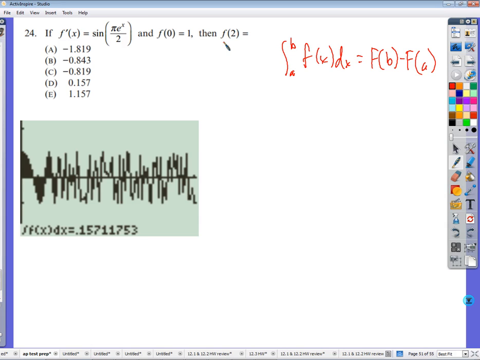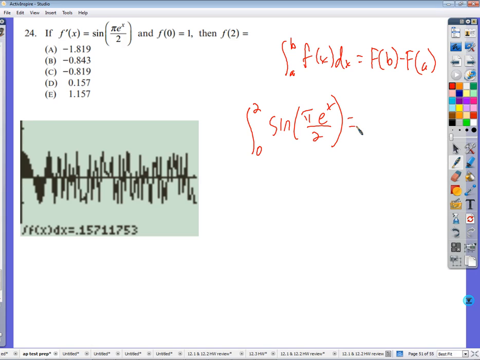Okay? So the thing to remember here is that the definite integral from a to b of a function is equal to f of b minus f of a. Fundamental theorem of calculus, right? So, definite integral from, for this problem? What do you think? From 0 to 2? Yeah, 0 to 2. From 0 to 2. Of the sine of pi e to the x over 2 dx.